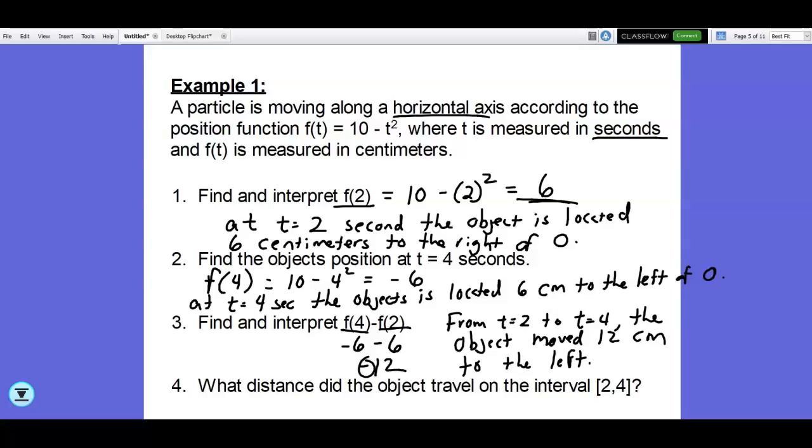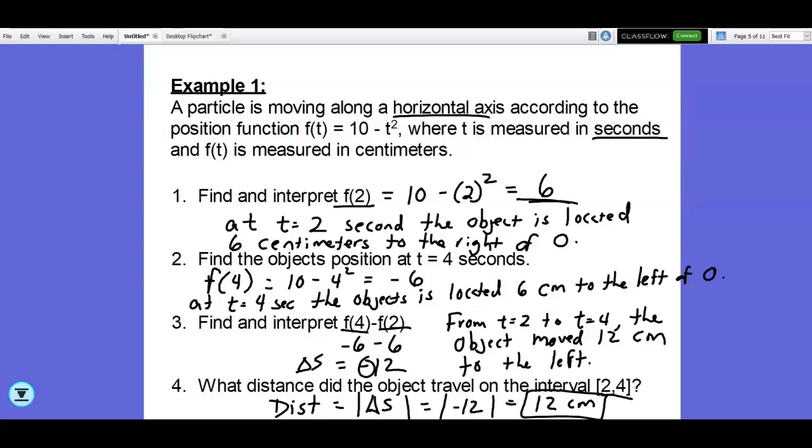Now, what distance did that object travel on that same time interval from t equals 2 to t equals 4? Well, as we said on the last page, distance is equal to the absolute value of delta s, the change in position. Now, we just figured out what the change in position was in number 3. The change in position was negative 12, and the absolute value of that is 12. So the distance that the object traveled is 12 centimeters. Delta s is negative 12. So as you guys see, there is a little bit of a difference between delta s and distance. Delta s tells you how far and in what direction, whereas distance just tells you how far.